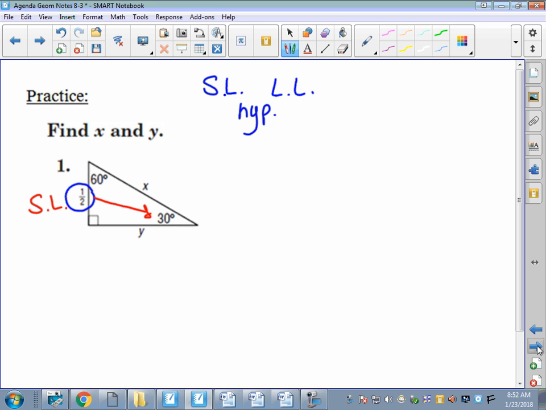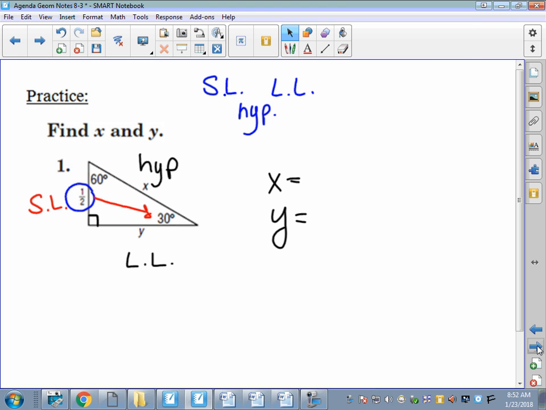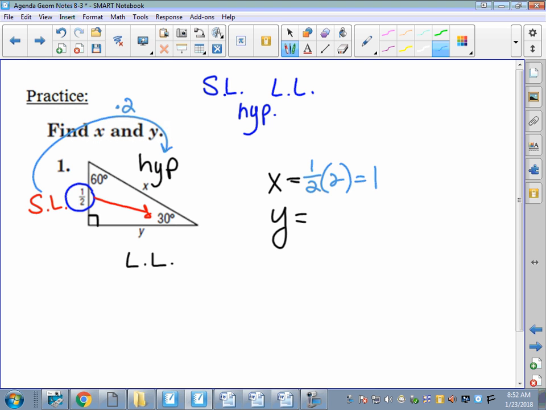So what do you want to find first, x or y? I heard everybody say x. Is x on the hypotenuse or the long leg? Here's my right angle, so this has got to be the hypotenuse. The y will end up being the long leg. So how do you go from the short leg to the hypotenuse? That's the easy one. That's times by 2. So x is 1/2 times 2, or 1 unit long. How do I go from the short leg to the long leg? That's the one where I times by a square root of 3.